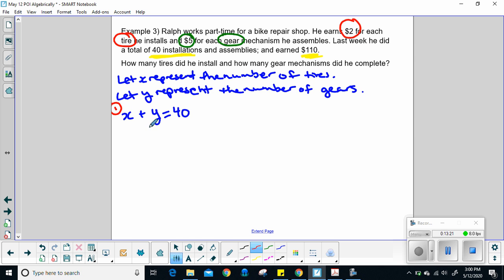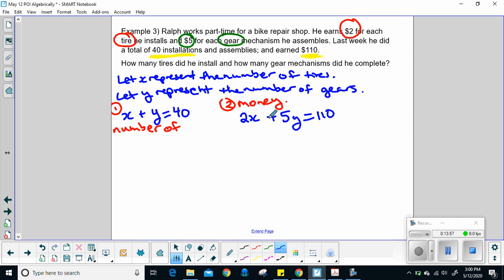Is the numbers. Number of, right? And then in equation number 2, I'm going to look at the money. So for equation number 2, I've got $2 for the tires. So I've got 2x plus $5 for the gears. So that'll give me 5y equals my total money, which is 110. So I now have 2 equations, 2 unknowns. We can totally solve this.